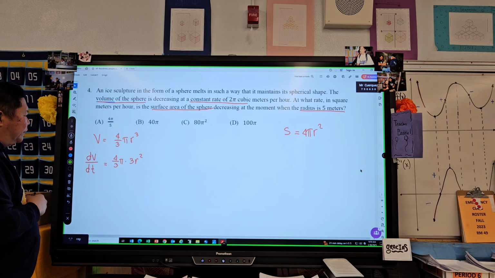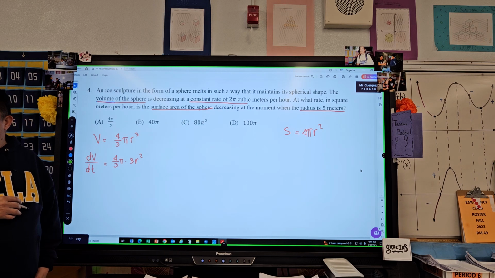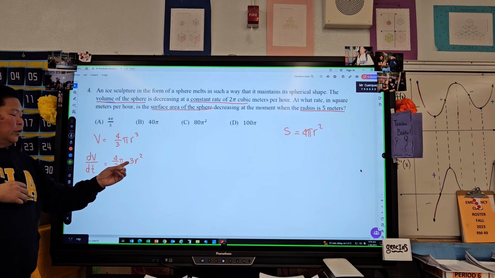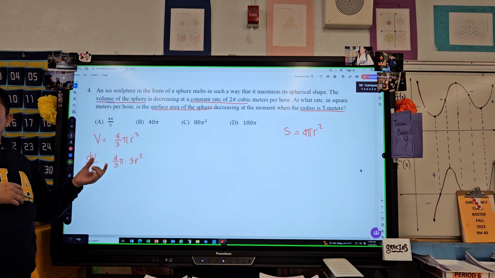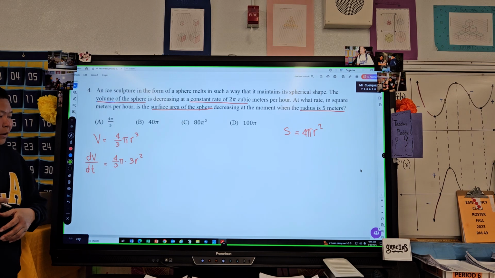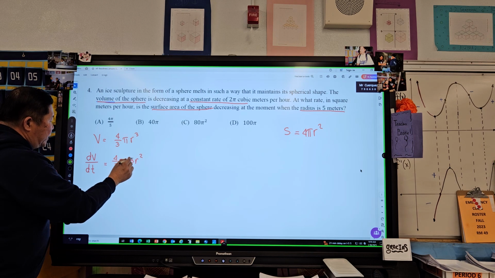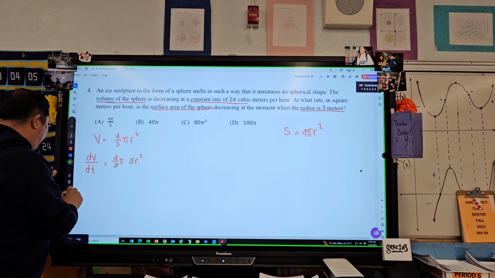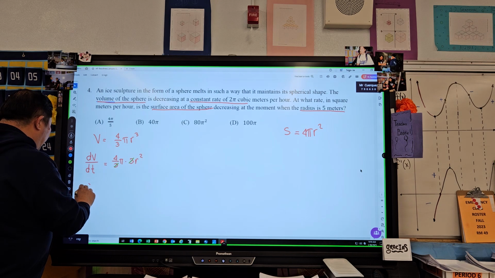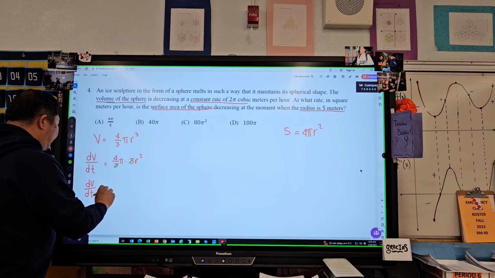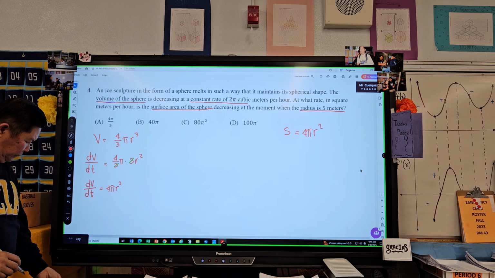Can we cancel out 3? If you multiply 4 times 3, that gives you 12, and then over 3. So why not make use of cancellation right here? We cancel out 3. Therefore, dV dt is equal to 4 pi r squared.